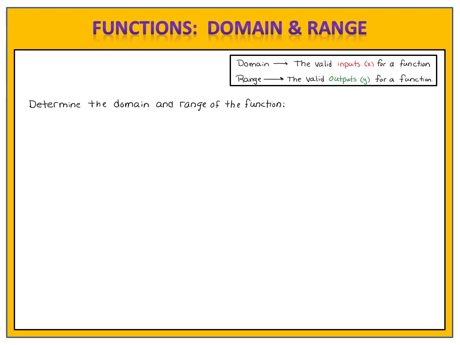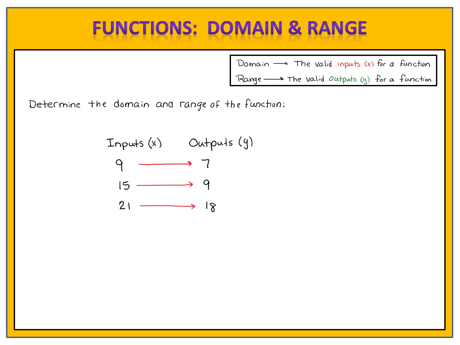Here's an exercise for you to try. Here's a function shown in a mapping diagram with the inputs 9, 15, and 21, and the outputs 7, 9, and 18. Can you list the domain and range of this function? Please pause the video here and come back when you're ready to check answers.